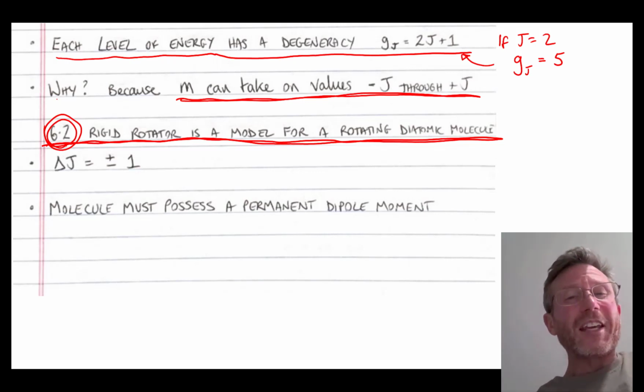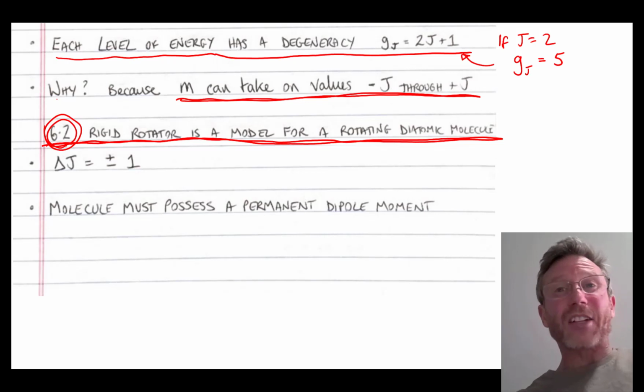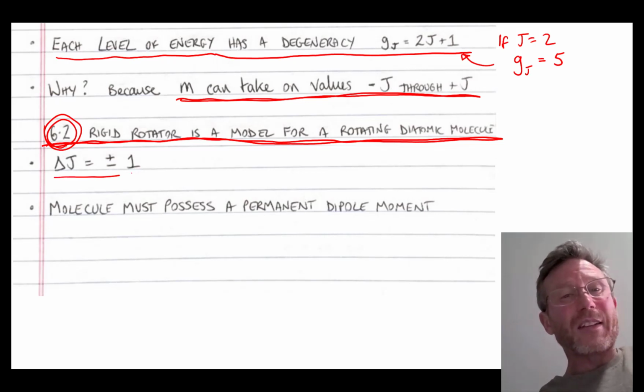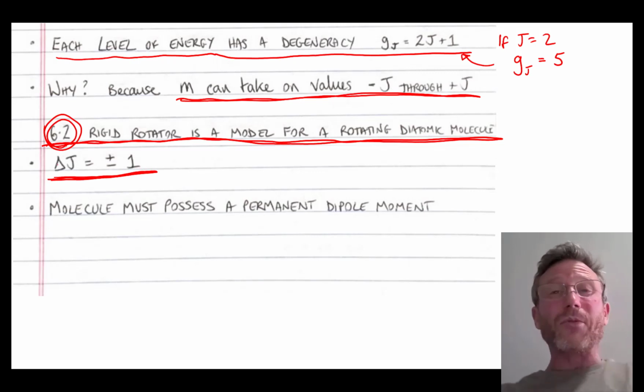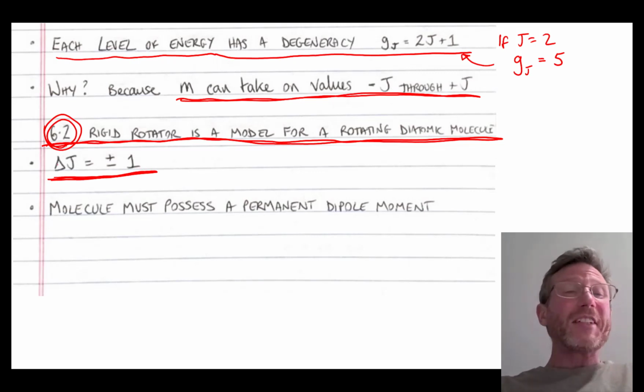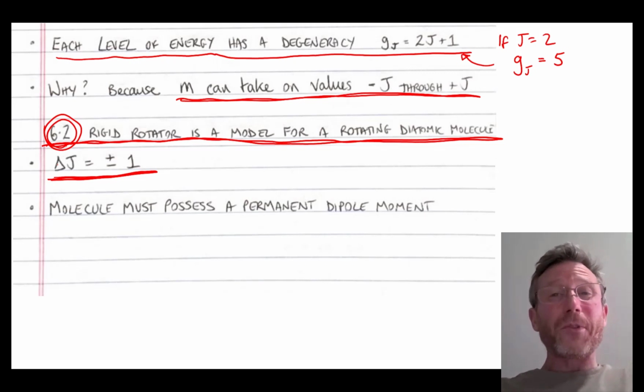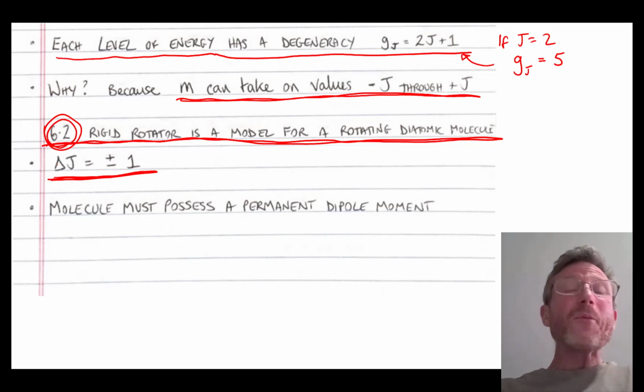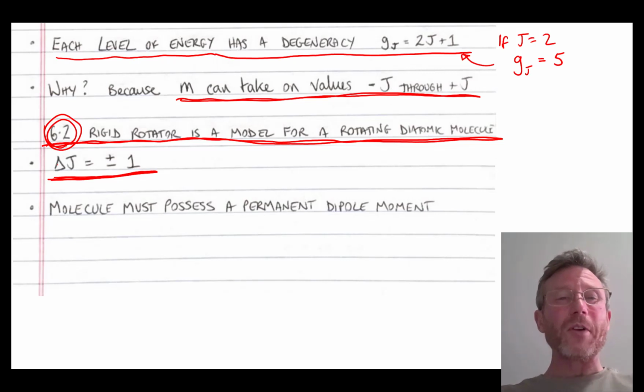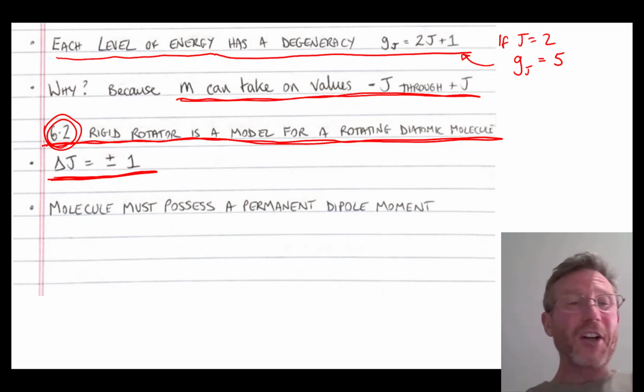But the key point that this particular section of the textbook launches into is another selection rule in here. We saw selection rules in chapter 5, but delta J equals plus or minus 1. That's the selection rule for rotations. We're also told that the molecule must possess a permanent dipole moment.